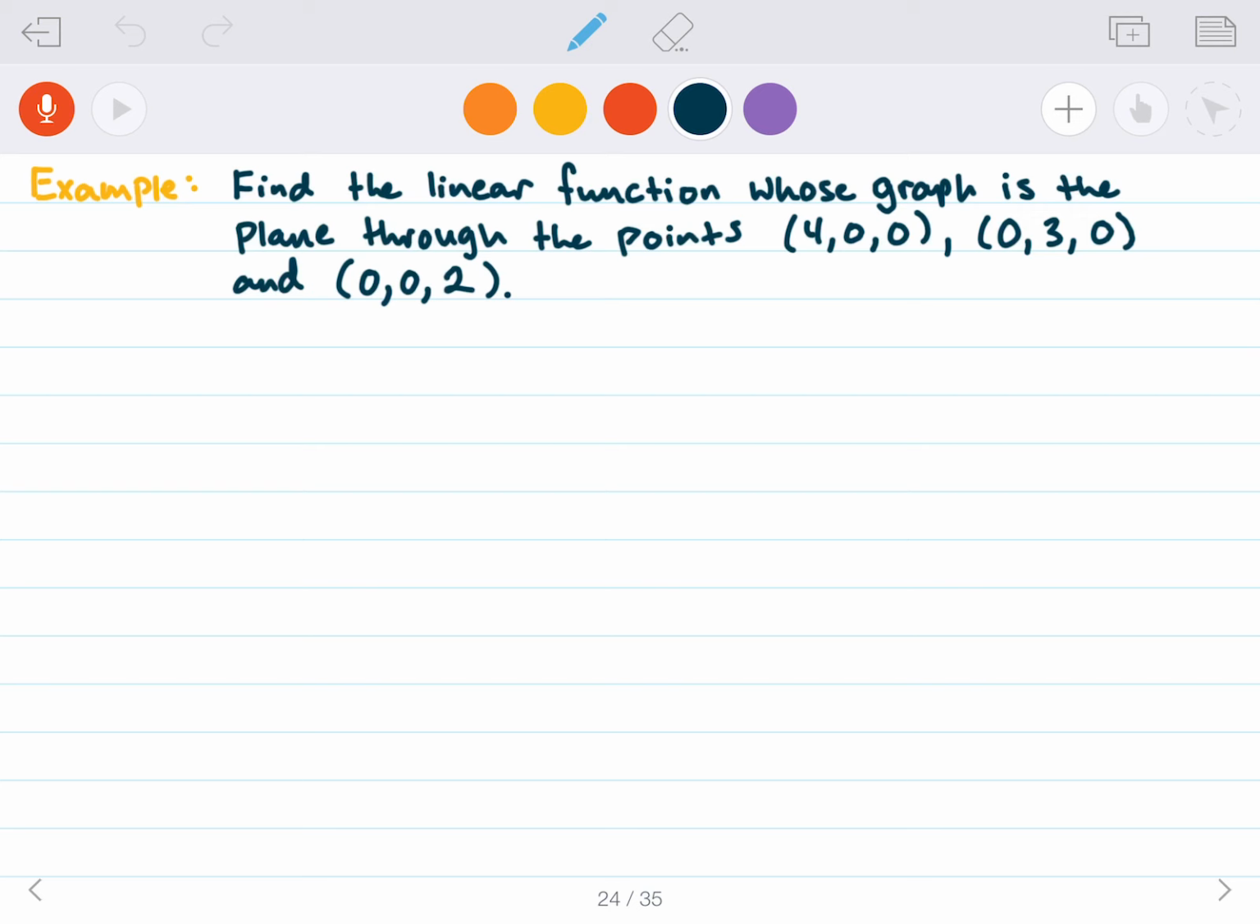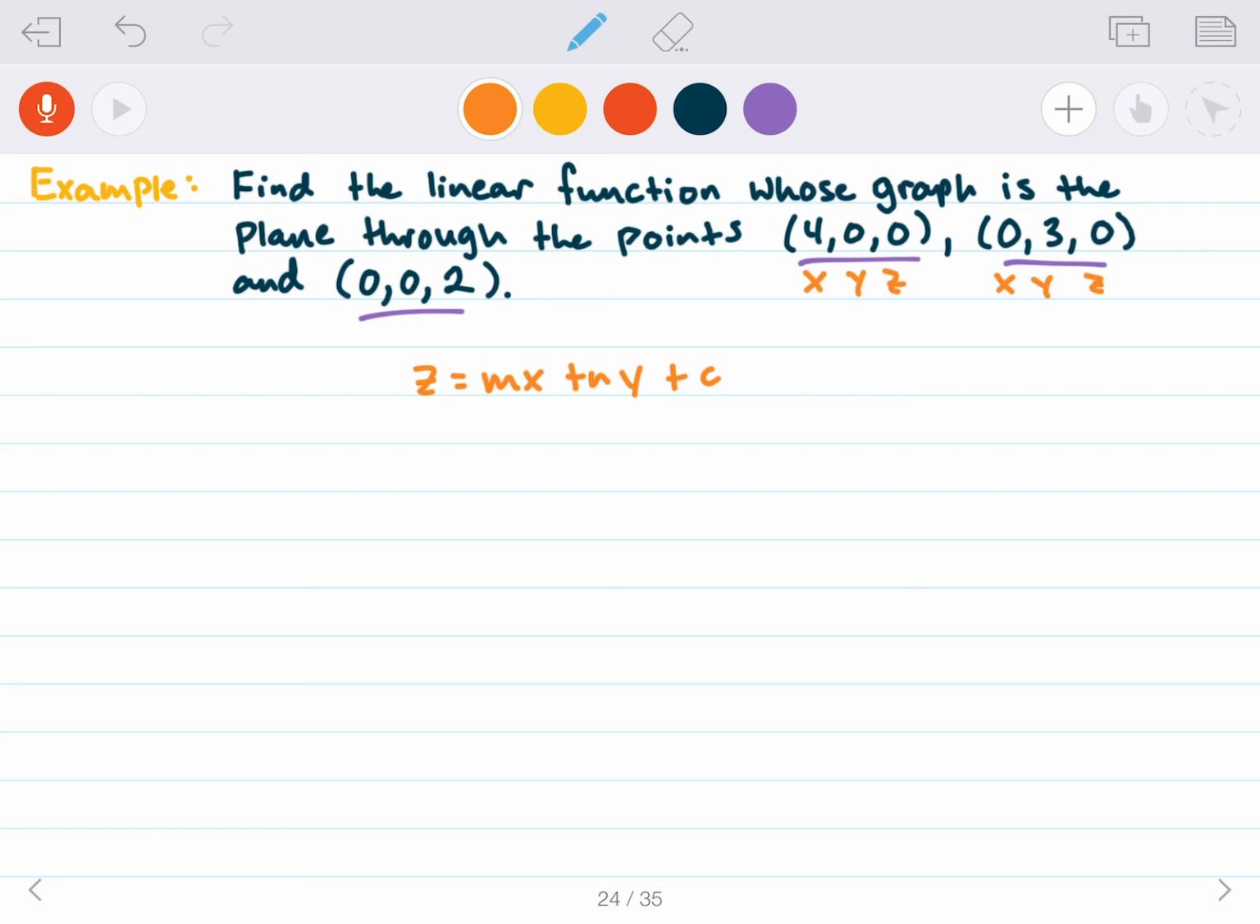Alright, let's try this one. Find the linear function whose graph is the plane through these 3 points. So again, we can do a similar strategy that we did before. We have this basic equation, z is equal to mx plus ny plus c. And we have some x, y's, and z's.